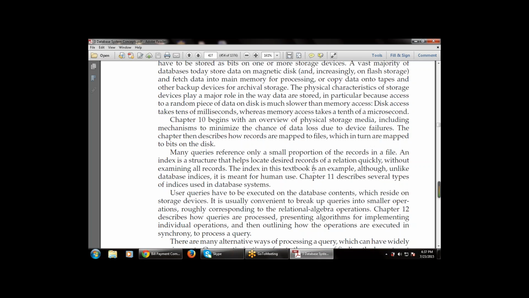Next, user queries have to be executed on the database contents. So we as users can access and execute queries on the databases, whose content resides on the storage devices. It is usually convenient to break up the queries into smaller operations roughly corresponding to the relational algebra operations. That is how to perform the relational algebra operations.